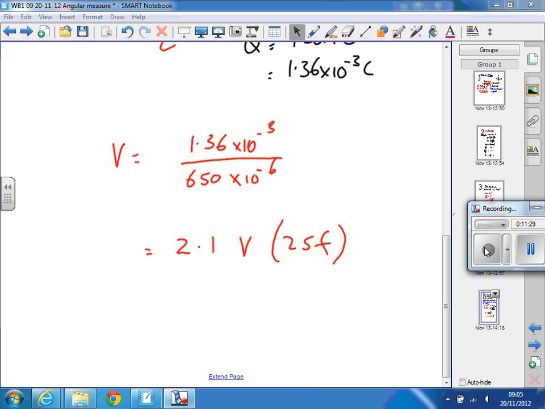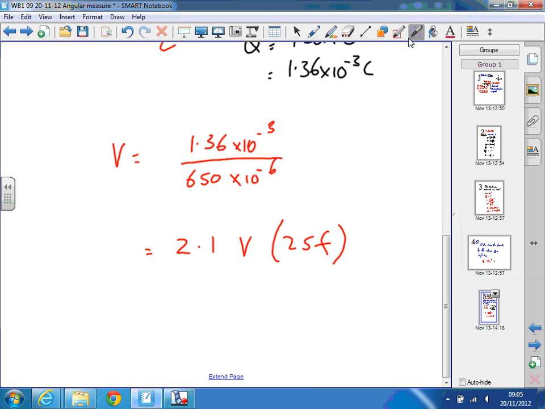Answer: 2.1 volts to 2 significant figures. Appropriate number of significant figures because this is only to 2. We could have gone to 3 at a push, but as it comes out to about 2.09, then 2.1 is appropriate.